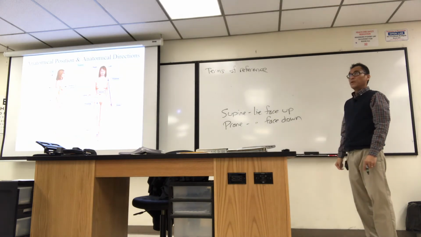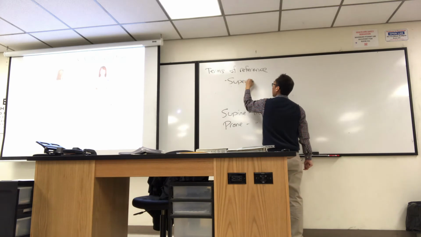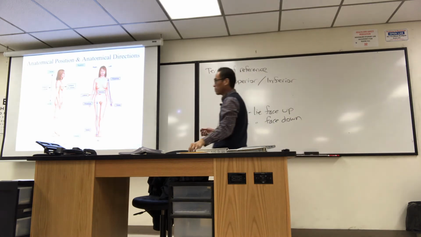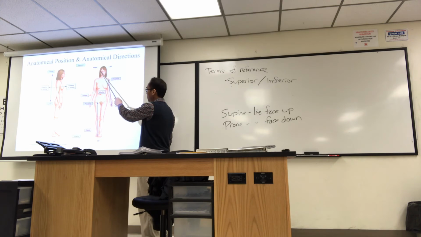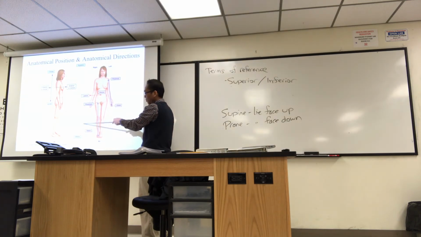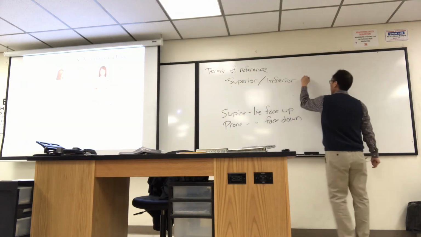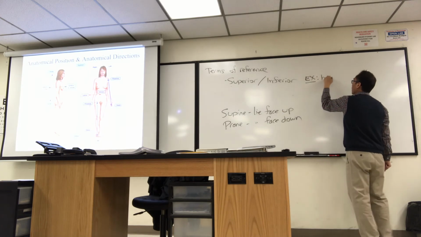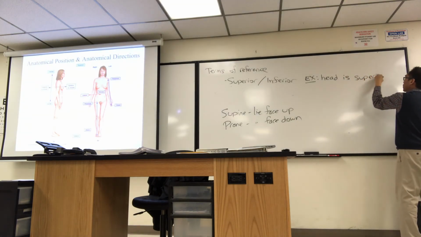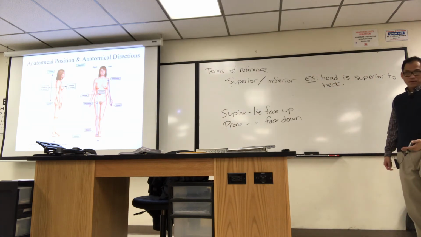For example, I'll start with superior, inferior. The head is superior to the feet, okay? So superior is more to the head, inferior is more towards the feet. I'll list an example. Head is superior to, I don't know, say the neck. Superior, inferior, that's the most common one.